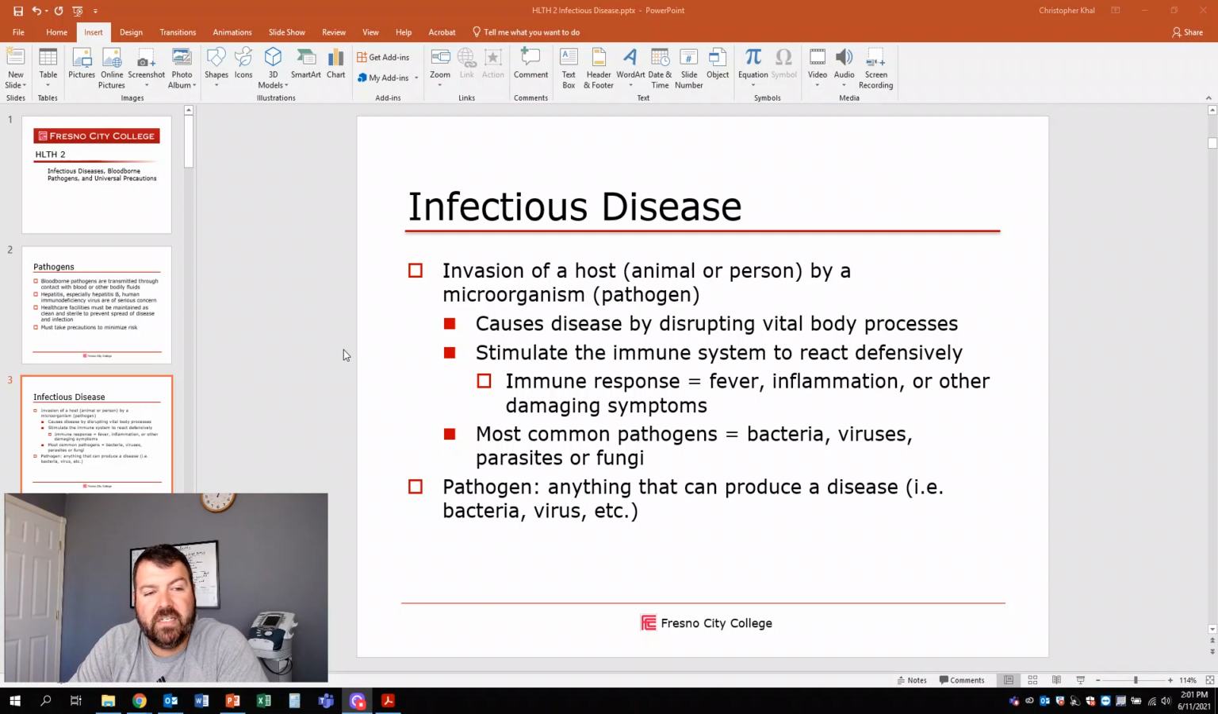All right, infectious disease. It's the invasion of a host, animal or person, by a microorganism, usually called a pathogen. It causes disease by disrupting vital body processes and stimulates the immune system to react defensively. The immune response includes fever, inflammation, and other damaging symptoms. The most common pathogens are bacteria, viruses, parasites, and fungus. A pathogen is anything that can spread a disease, like bacteria, viruses, whatever it is.